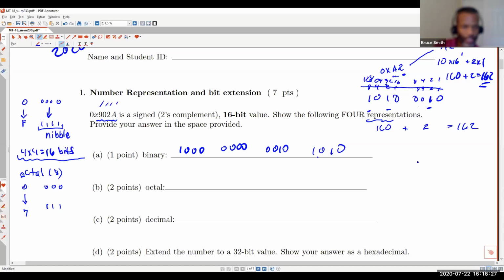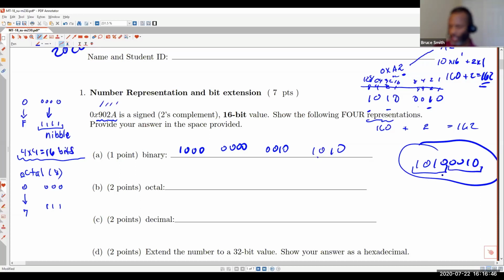Just as we did before, 1, 0, 1, 0, 0, 0, 1, 0. So just as we did with any binary number, I can always split it up into hexadecimal. Just grab 4 more, and I have my 2 hexadecimal values.